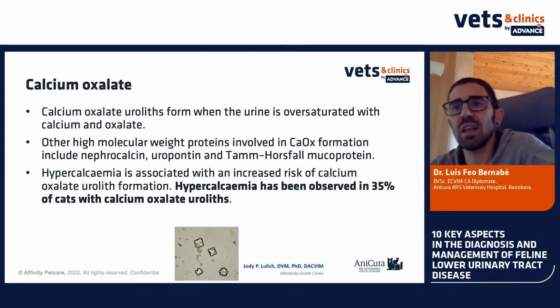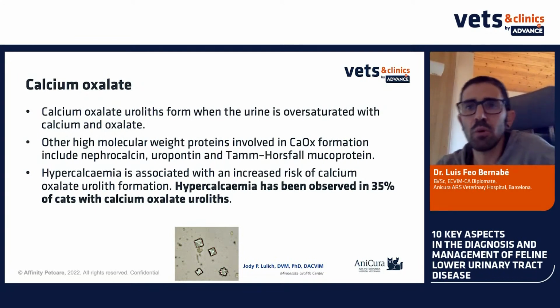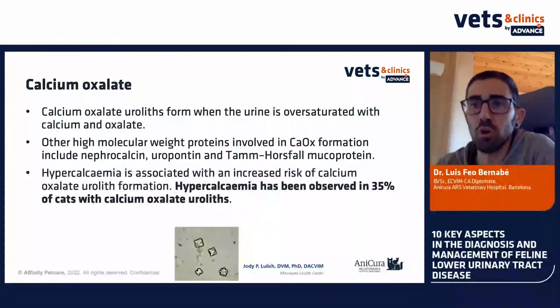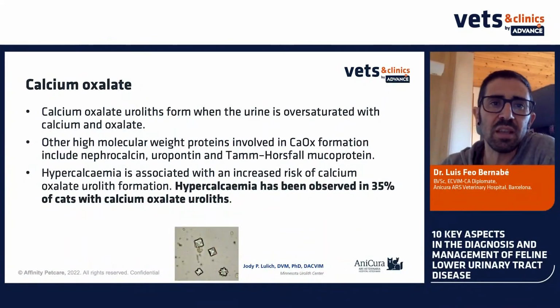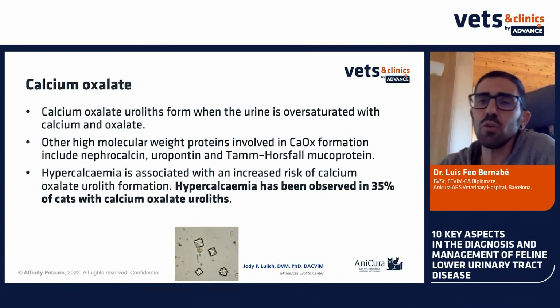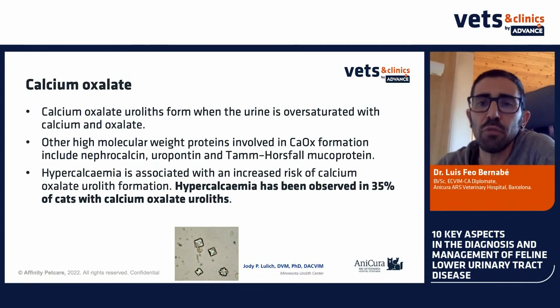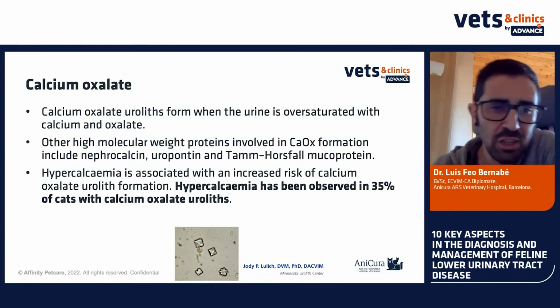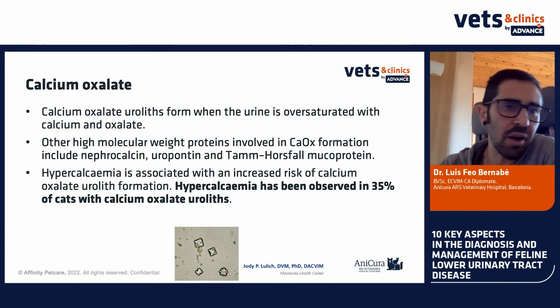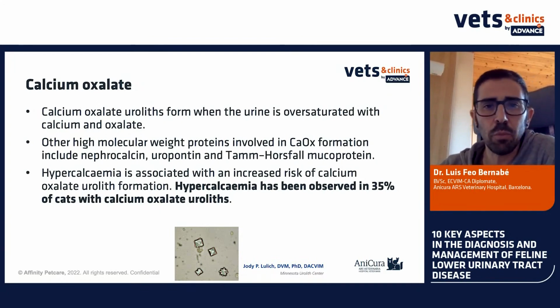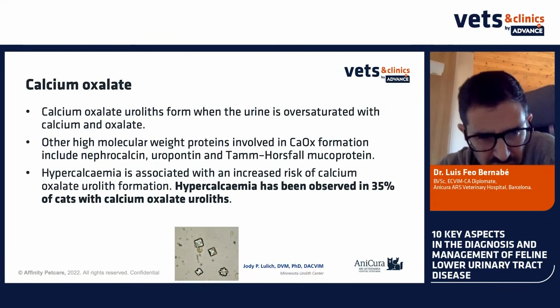When we talk about calcium oxalate, the second most common urolith that you see in cats, the etiology is a little bit more complicated. But what we know is that calcium oxalate uroliths form when the urine is oversaturated with calcium and oxalate. However, there are other high molecular weight proteins involved in this calcium oxalate formation. These proteins are nephrocalcin, uropontin, and other mucoproteins like Tamm-Horsfall.